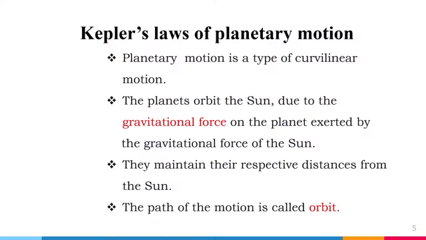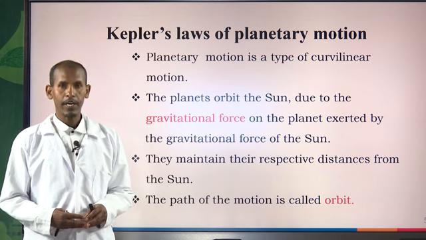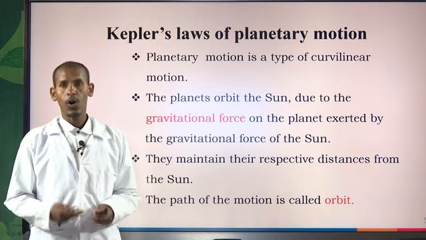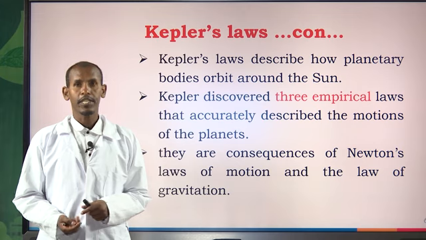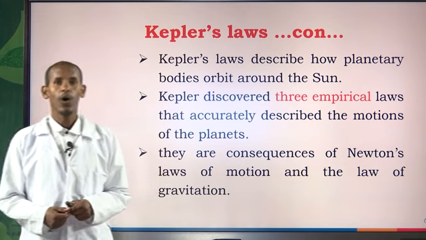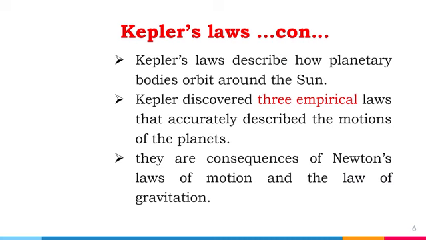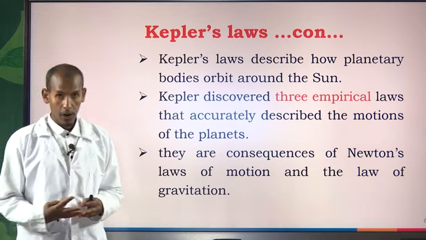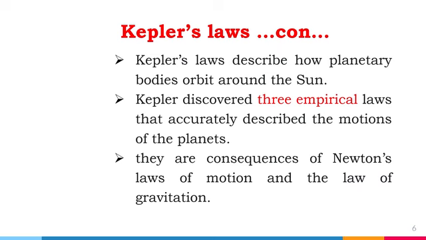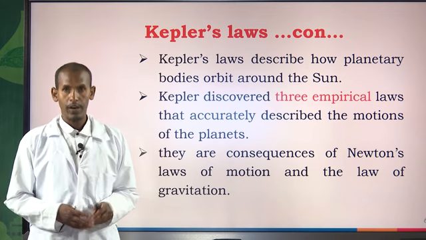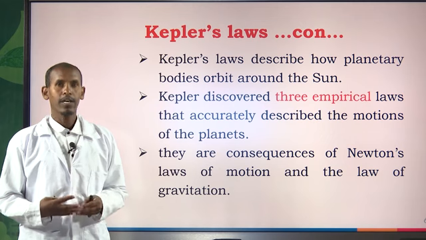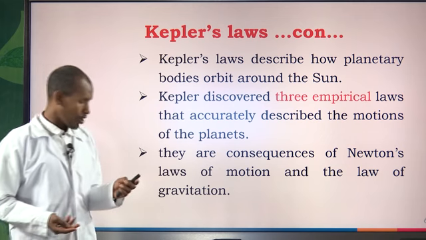This keeps the satellites or the planets moving around their orbits or around the sun. They maintain their respective distances from the sun due to this force. The path of the motion is called an orbit. Kepler's laws also describe how planetary bodies orbit around the sun. Kepler discovered three empirical laws that accurately describe the motion of a planet around the sun or a satellite around any given planet. These are consequences of Newton's laws of motion and the law of gravitation, which means the motion of these planets can be studied through Kepler's laws and Newton's law of universal gravitation.